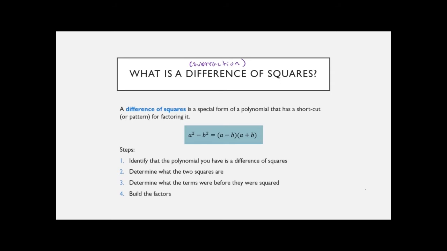Or what a squared and b squared, basically, I should say here, a squared, b squared, and then determine what a and b were before they were squared. And then you basically build the factors by creating the right side. So it's a lot of recognizing patterns here, and then you're just filling it into the form, and then you're done. So I have many examples, so that way you can see all the possible ways that these could look like, and you have an idea of what to do.